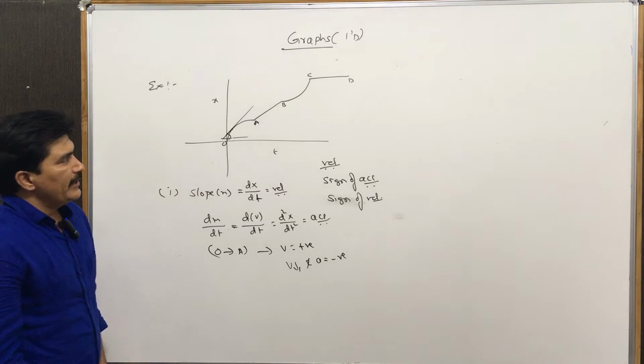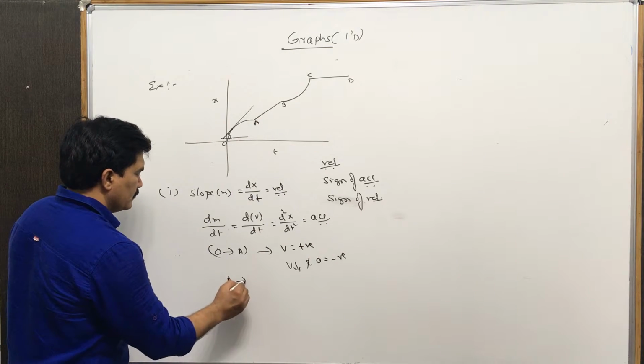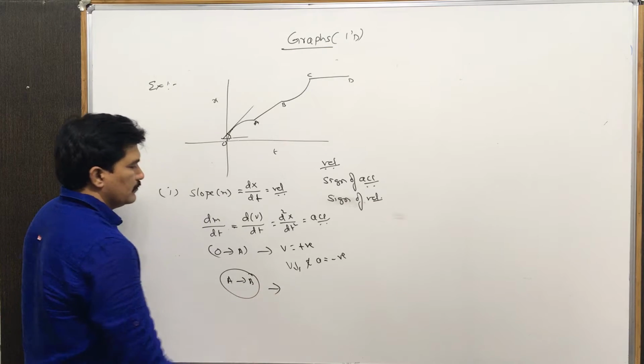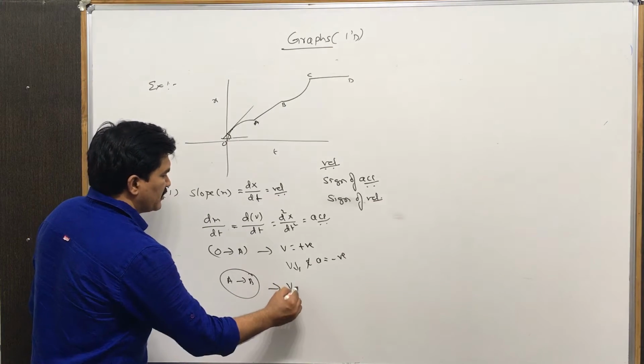And next, for A to B, if you observe, A to B is a straight line, which means slope is constant, which means velocity is constant.